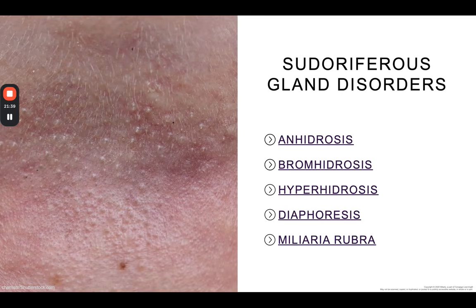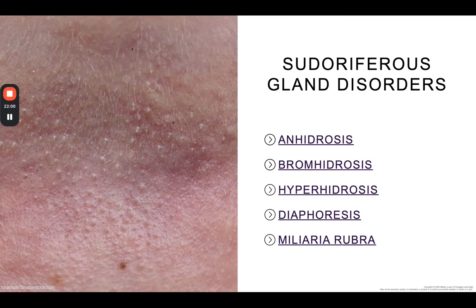Then we have bromidrosis. Like, bro, you stink. Okay, so that's an easy way for you to remember bromidrosis. So bromidrosis is foul-smelling perspiration, usually in the armpits or on the feet. And it's caused by bacteria and yeast that breaks down the sweat on the surface of the skin.